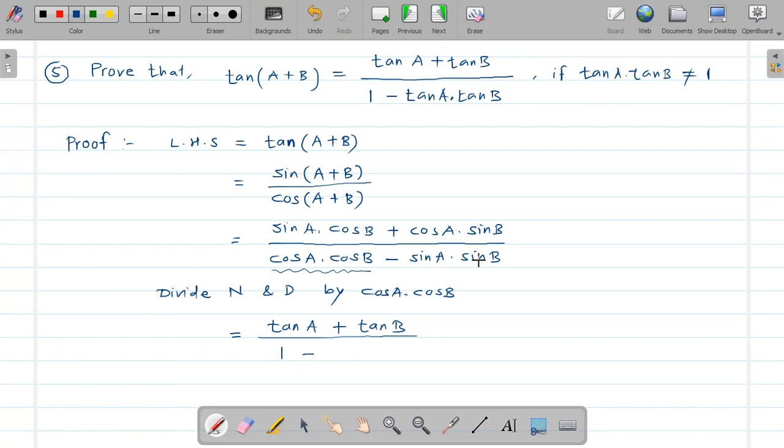and here it is sin A into sin B upon cos A into cos B. Now sin A upon cos A means tan A, and sin B upon cos B means tan B. So hence you will get directly tan A into tan B. And if you observe this carefully, then this is nothing but the RHS. So in this proof, the main thing is what? We need the formula of sin A plus B and cos A plus B. And if you divide the numerator and denominator by cos A into cos B, then you will get the compound angle formula for tan A plus B. Okay, so see this carefully.